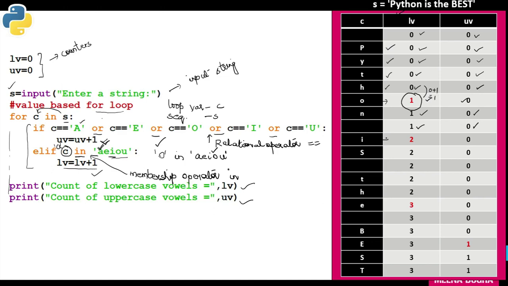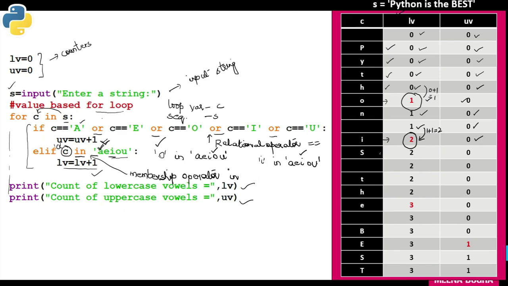When I is going to come, small I, again it is a lowercase vowel. So the condition would be if I in A, E, I, O, U. That is true. I is over here. So my lowercase vowel counter, which is 1, will be incremented by 1. 1 plus 1 is equal to 2. So here a change takes place in the LV variable. Uppercase variable UV remains same.